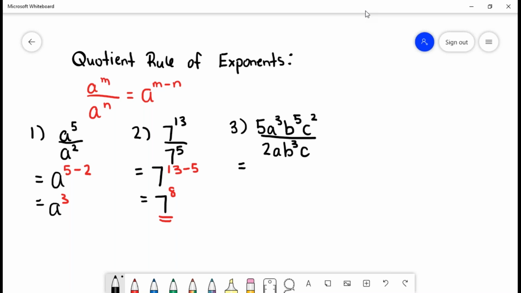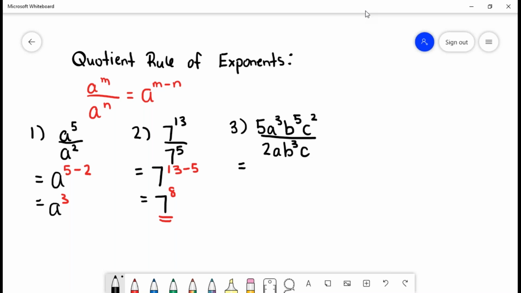So essentially, exactly how we did previously, there were multiple variables and bases here. So rather than there just being one kind of base like questions 1 and 2, we have multiple variables, A, B, C variables, and we also have numerical values as well. And we can definitely apply the quotient rule of exponents to this problem. We just need to split it up as we did previously.